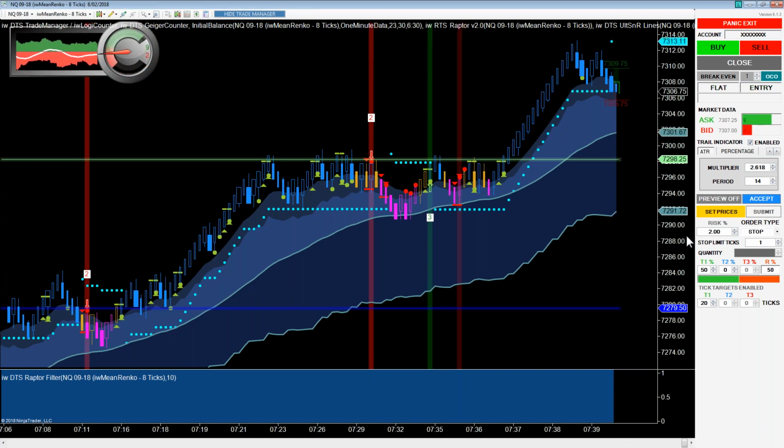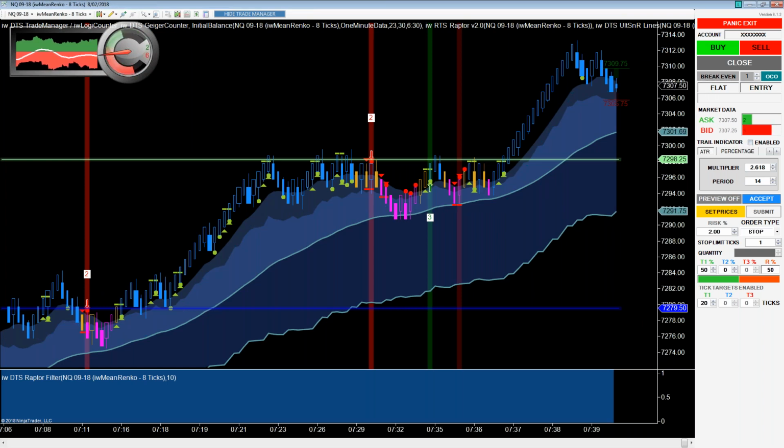All right, so this last number 3 signal, this OCO type opportunity that I was pointing out, worked out not too badly. A little bit of a wash really from the previous trade.